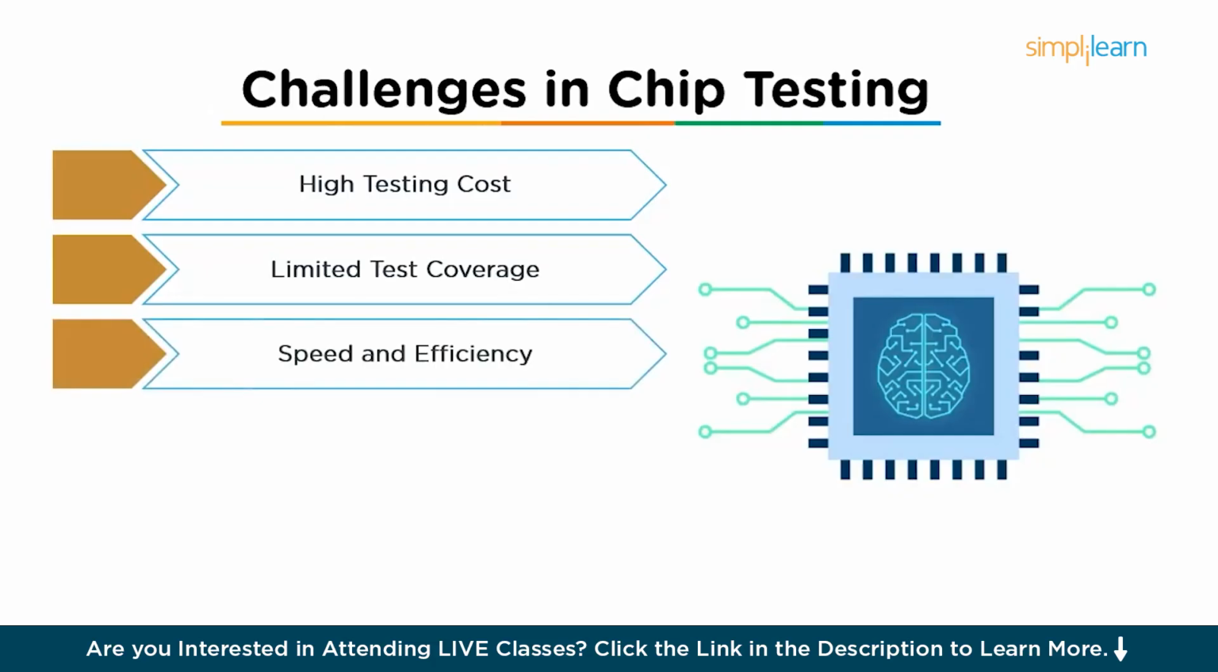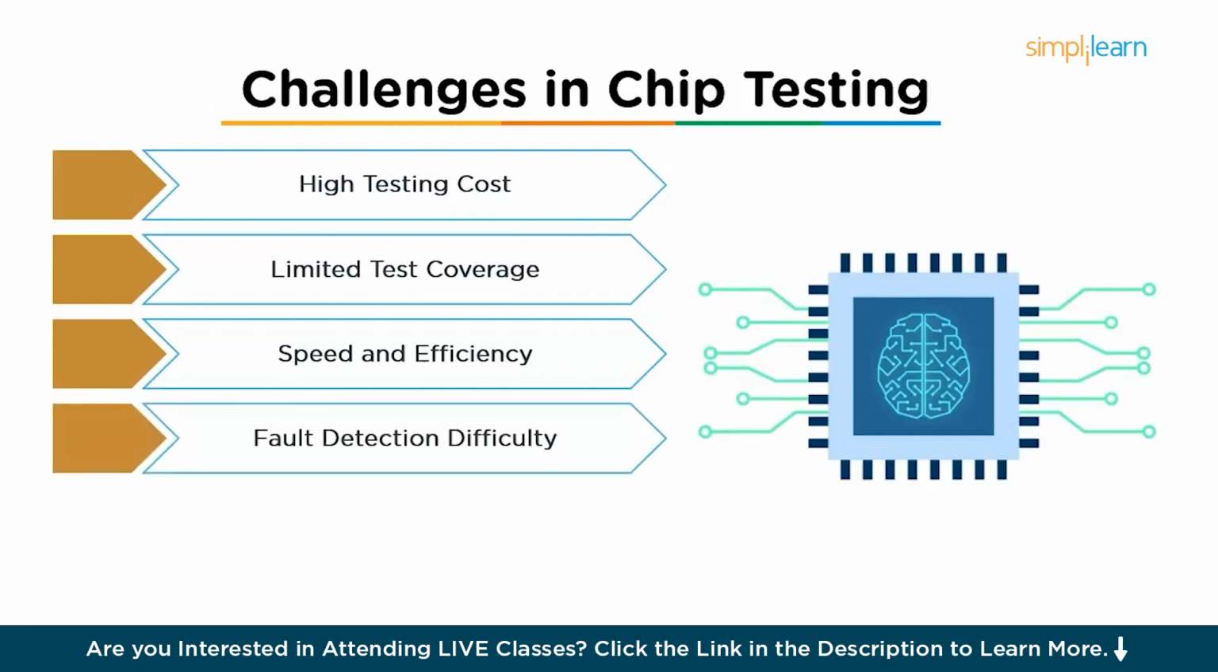Then comes speed and efficiency. In high volume chip production, testing must be both fast and efficient to keep up with demand. Long or overly detailed tests can slow down manufacturing lines. Then comes fault detection difficulty. Some faults are intermittent, rare, or only appear under specific conditions, making them difficult to detect.